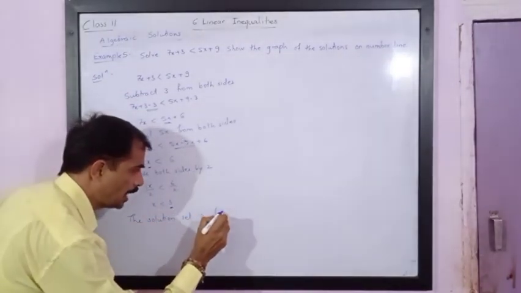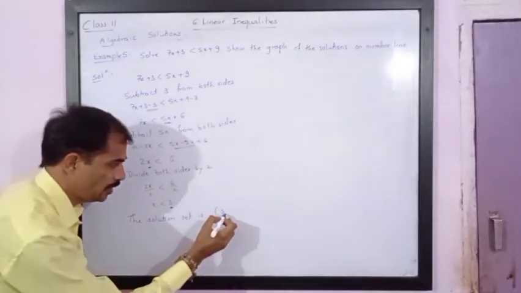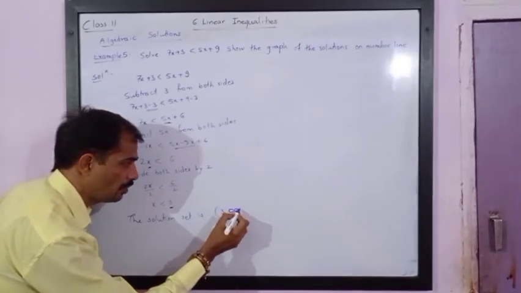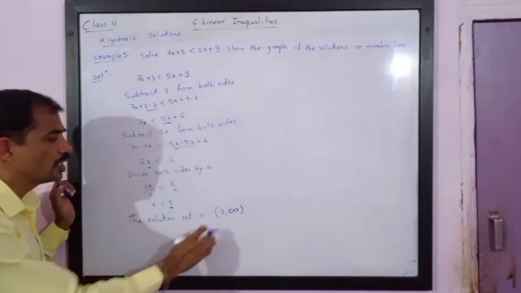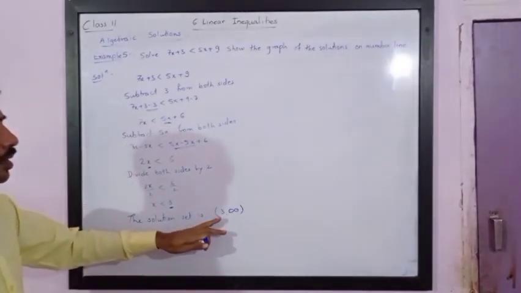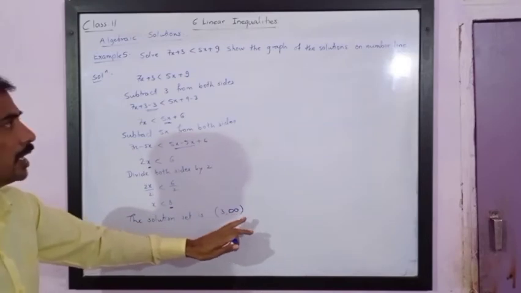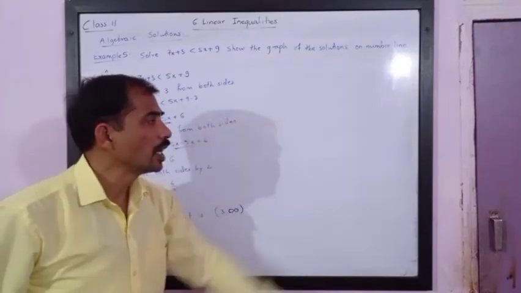open bracket 3. Please try to understand, open bracket 3 means 3 is not included, to some defined number. This is an undefined number, so we are making a round bracket to this. So it means the solution set is open bracket 3 infinity open bracket completes. So these we need to show on the number line.